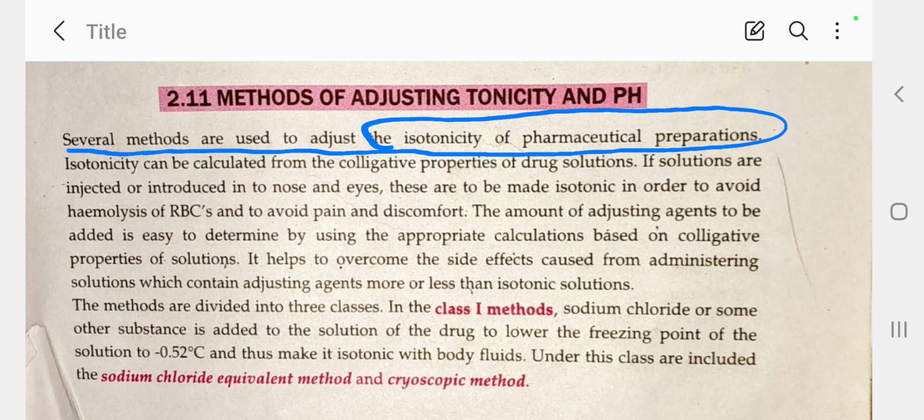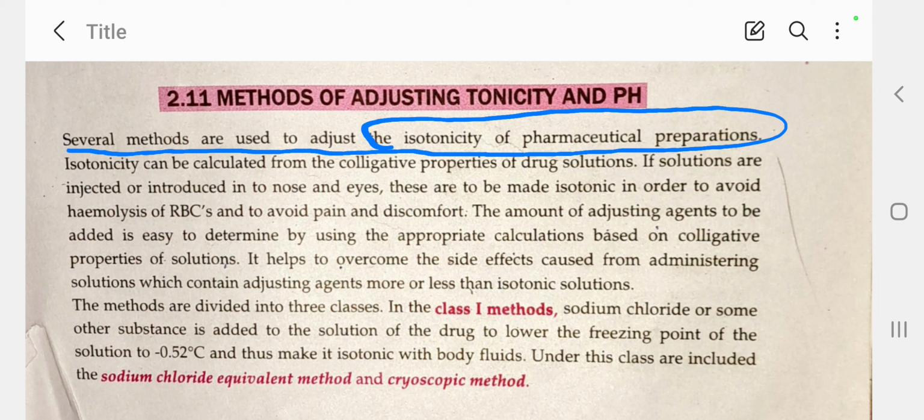Why we have to adjust the isotonicity of pharmaceutical solution: if solutions are injected or introduced into nose or eyes, they are to be made isotonic in order to avoid hemolysis of RBC and to avoid pain and discomfort. We already discussed this in the previous chapter also.